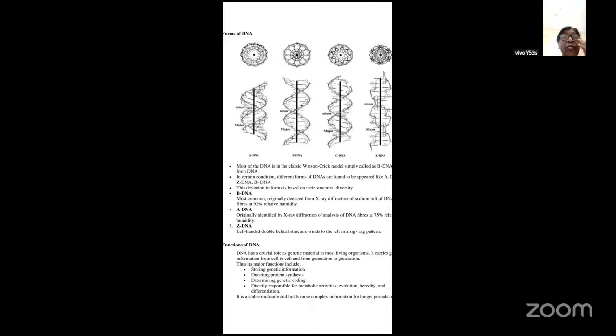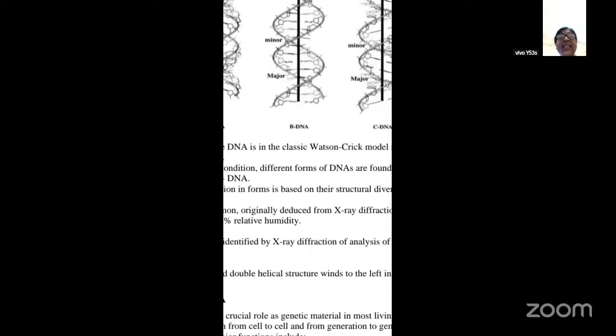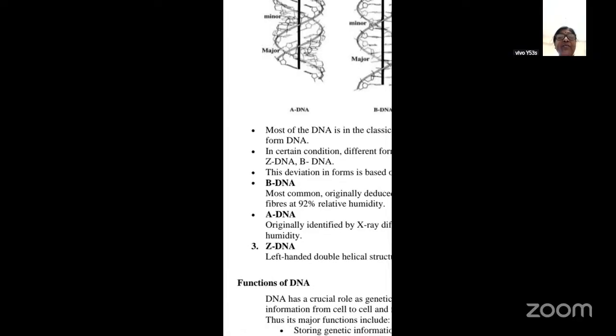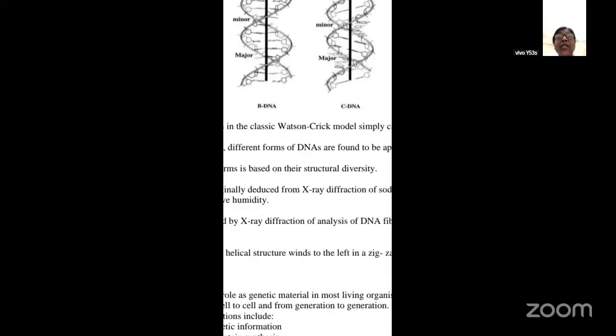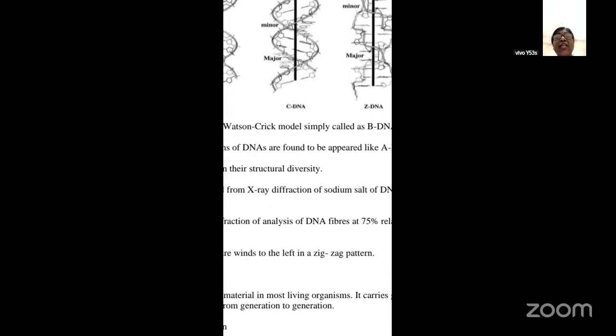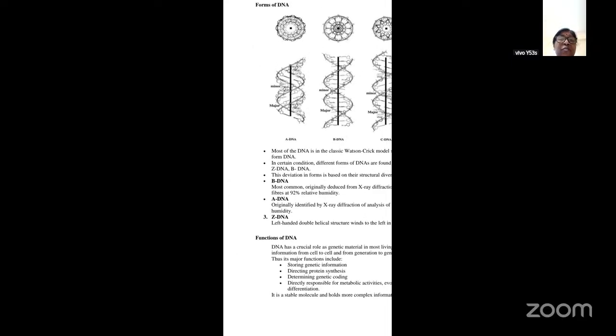Apart from these two, now we'll see the differences between these DNA. You have A-DNA, B-DNA, C-DNA, as well as Z-DNA. So these are the different types of DNA that you find.